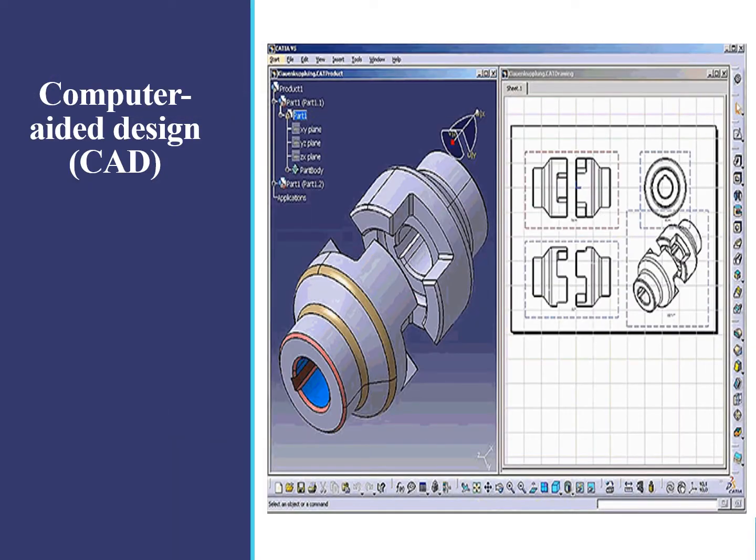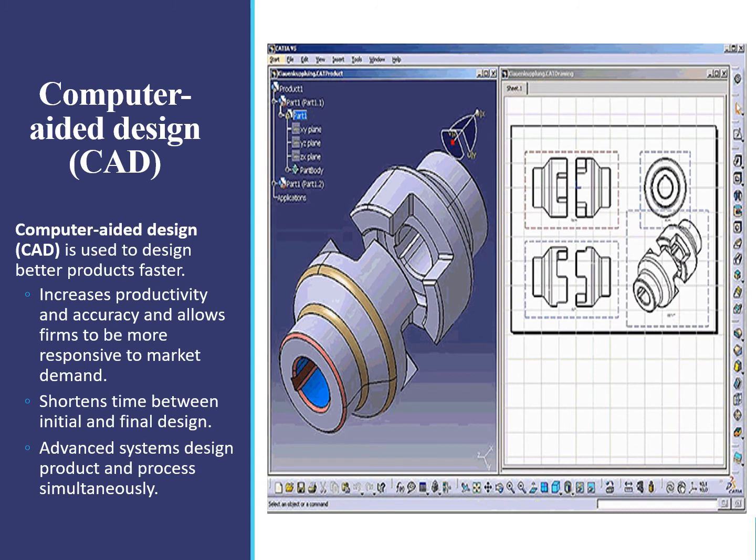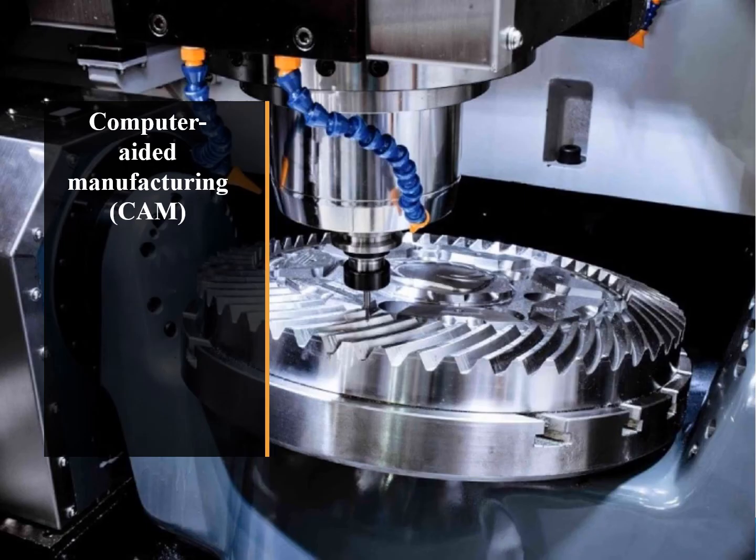Okay, then we also have the technology of computer aided design, CAD, where CAD is used to design better products faster, increases productivity and accuracy, and allows firms to be more responsive to market demand. It shortens the time between initial and final design, and advanced systems design product and process at the same time. Then the technology of computer aided manufacturing, CAM.